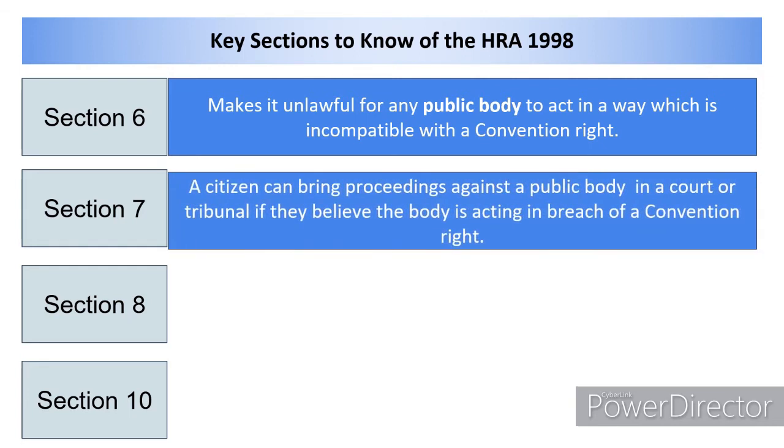Now, Section 7 allows citizens to bring proceedings against public bodies in courts if they believe their convention rights have been breached. So it gives us direct access to challenge a public body for violation of our rights. It's the real key section of the Human Rights Act.